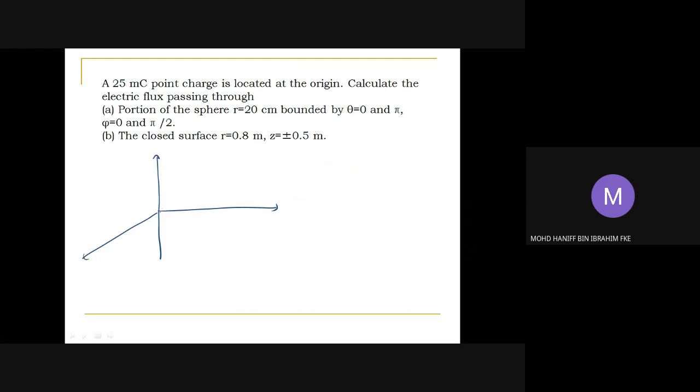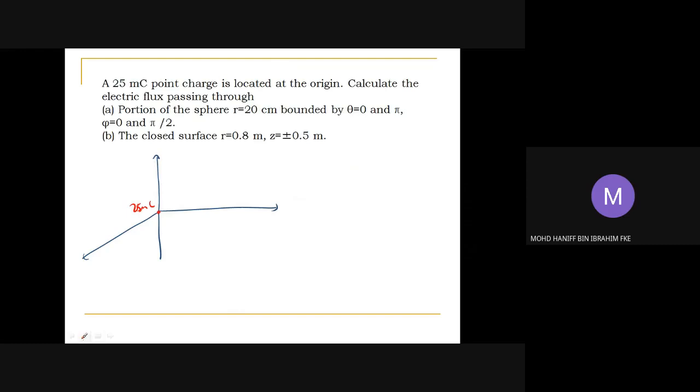So we have a 25 millicoulomb point charge here at the origin. That should be the point charge amount at the origin. We are given a portion of a sphere, which is a 20 centimeter radius bounded by theta from 0 to pi and phi from 0 to pi over 2. I believe that you have understood clearly the spherical coordinate system and the range for theta and phi from our discussion in lecture 2 in the very first week of EMT.